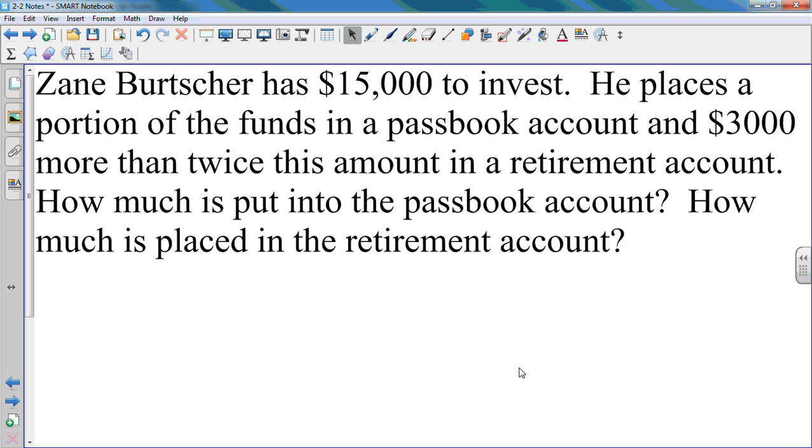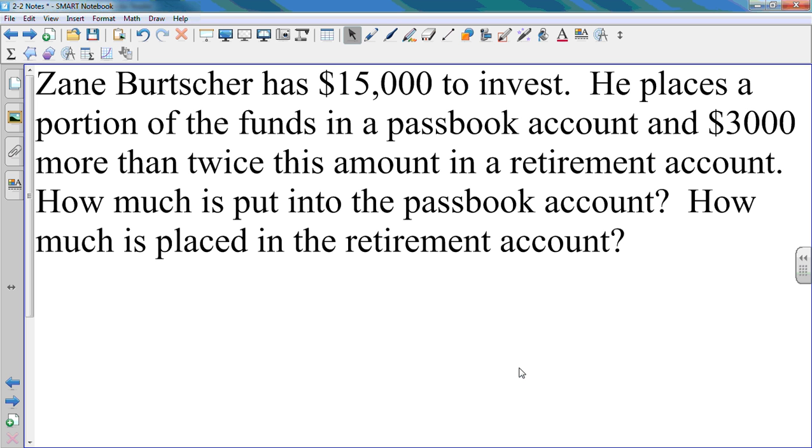Zane Bercher has $15,000 to invest. He places a portion of the funds in a passbook account, $3,000 more than twice this amount in a retirement account. How much is put into the passbook account? How much is placed in the retirement account? This could actually be a real situation with anybody in here, right?